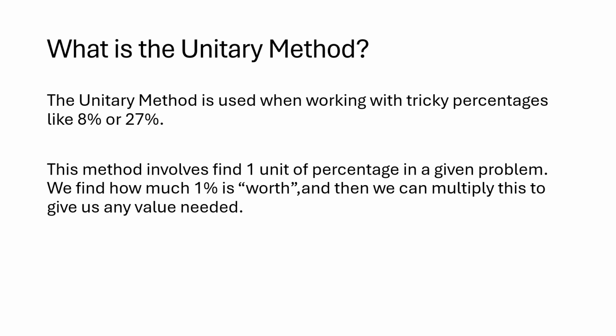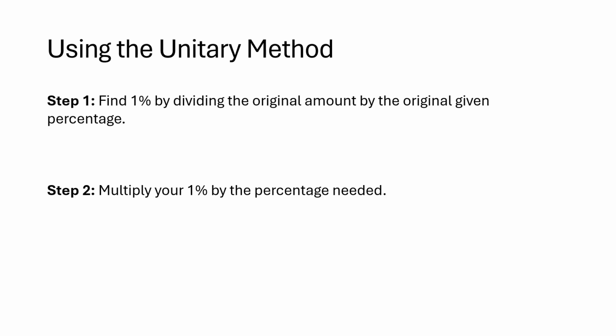What this method involves us doing is finding what one unit of percentage is worth in any given problem, and then we can multiply this to give us any value we need. So it makes it a lot simpler. Now, when using the unitary method, we first want to find what 1% is worth by dividing the original amount by the original given percentage in the problem, and then we multiply that 1% by the amount that we need.